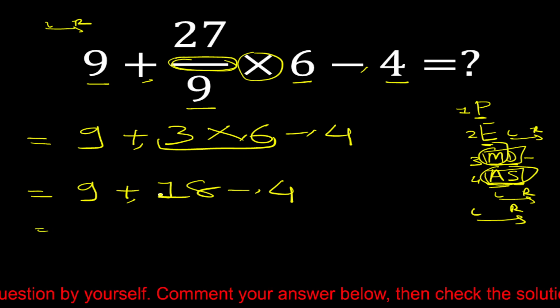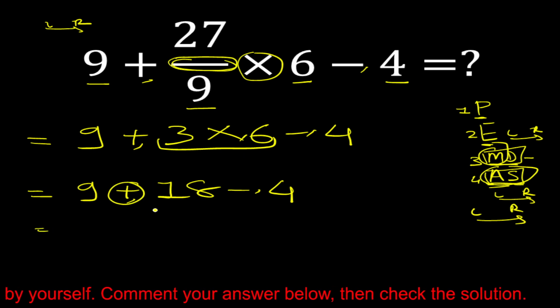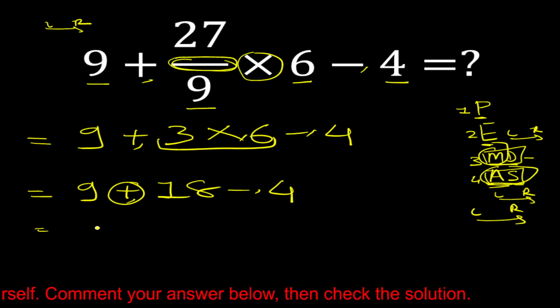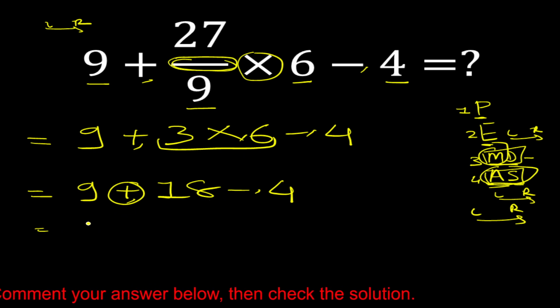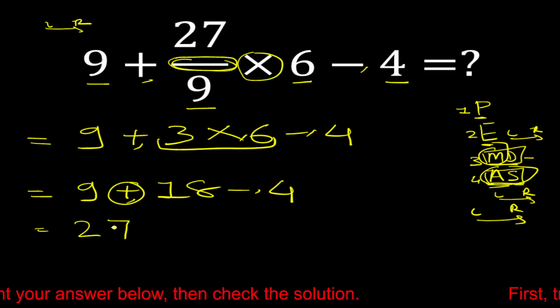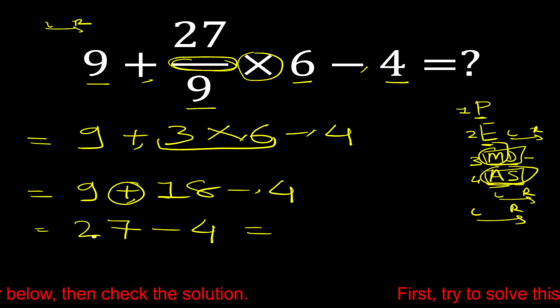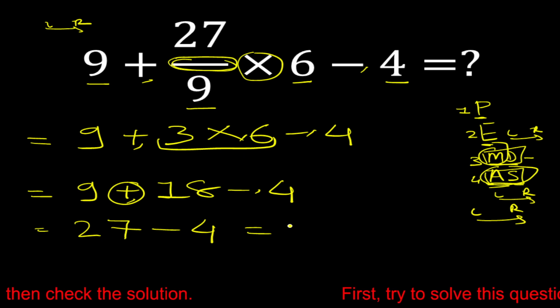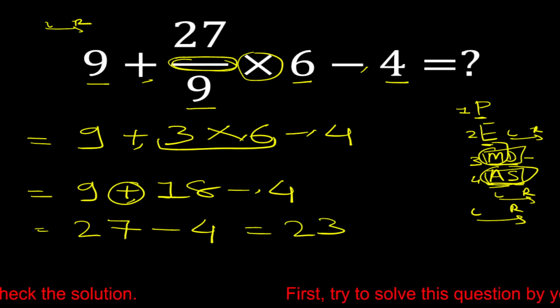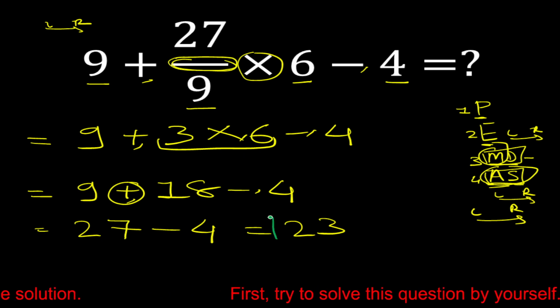Okay. So first we have to solve this addition. So 9 plus 18 is equal to 27 minus 4. Now 27 minus 4 is equal to 23. Okay. So the correct answer is 23.